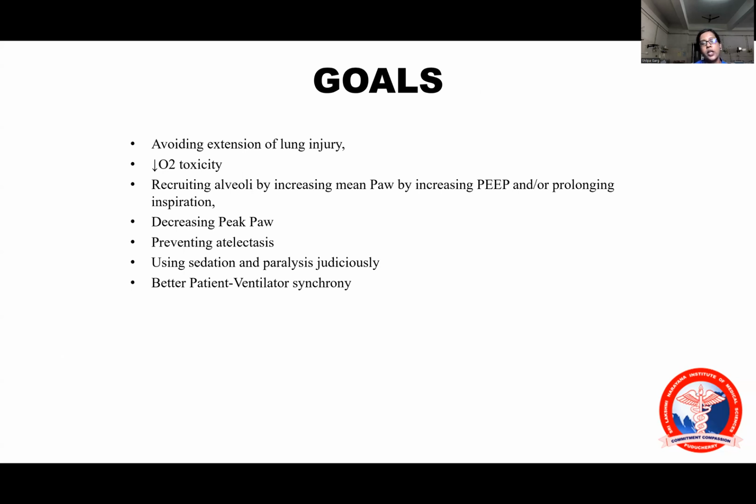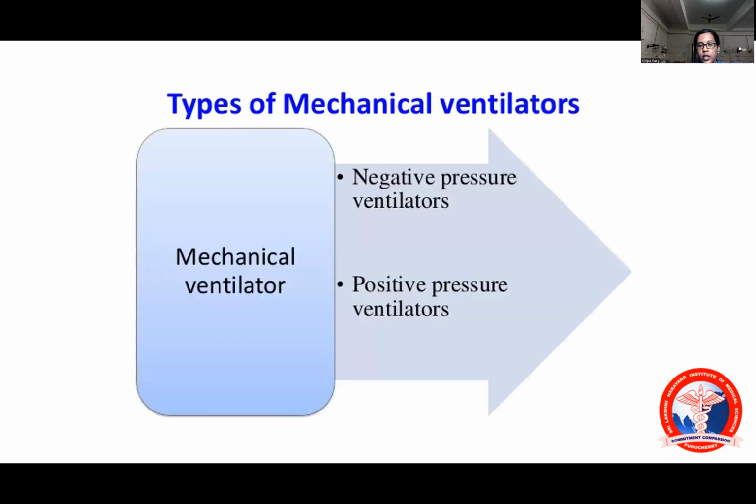So, what is our goal? First of all, our goal while using a ventilator is to avoid lung injury, thereby reducing oxygen toxicity, and recruiting the alveoli by using recruitment maneuvers, which are nothing but increasing the mean airway pressures, increasing the positive end expiratory pressure, prolonging the inspiration, or decreasing the peak airway pressures, preventing atelectasis, and using sedation and paralysis so that there is no ventilator and patient dyssynchrony. So these are all goals.